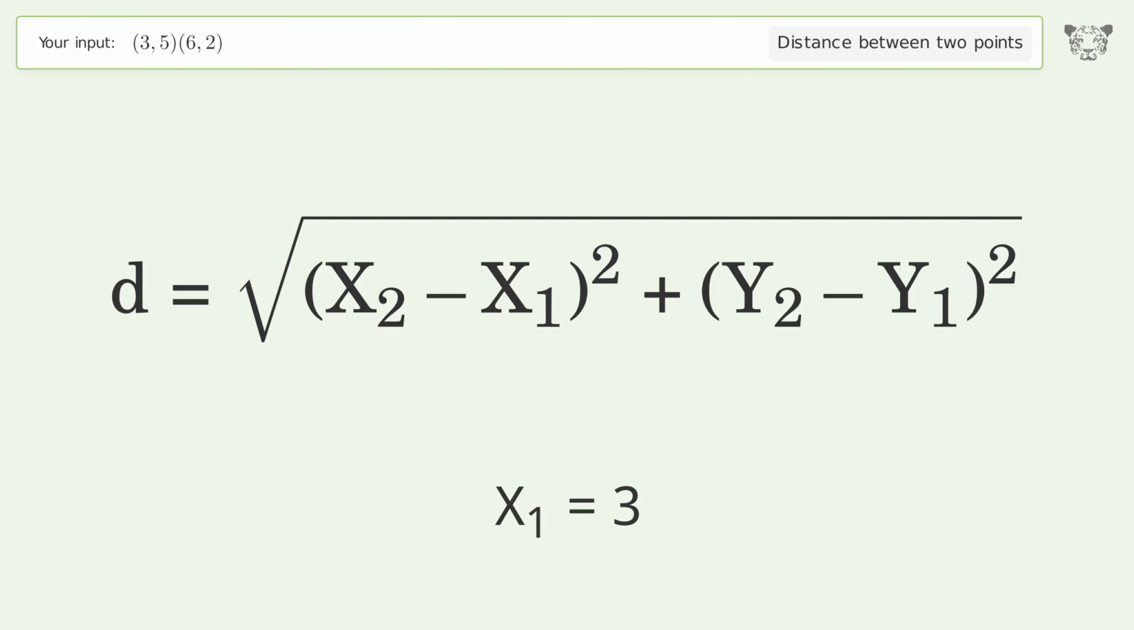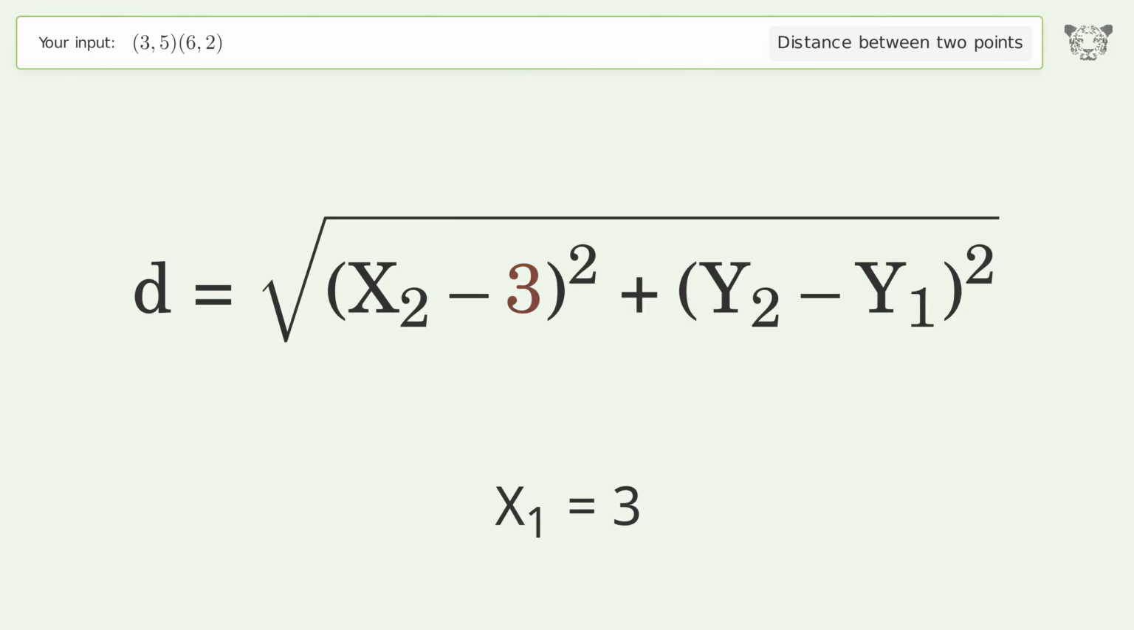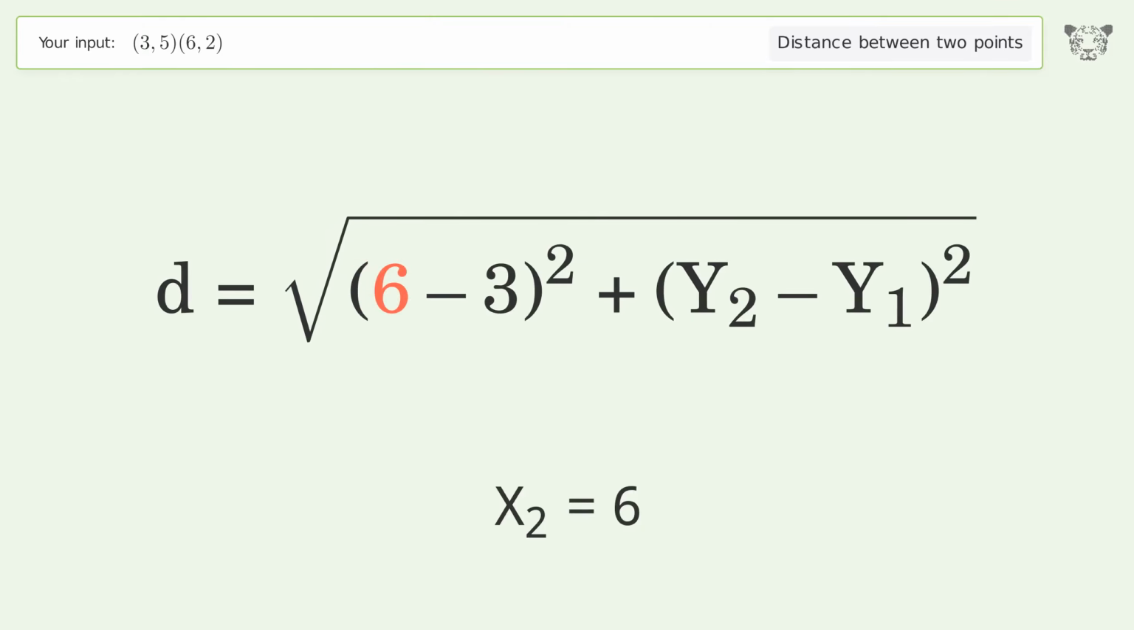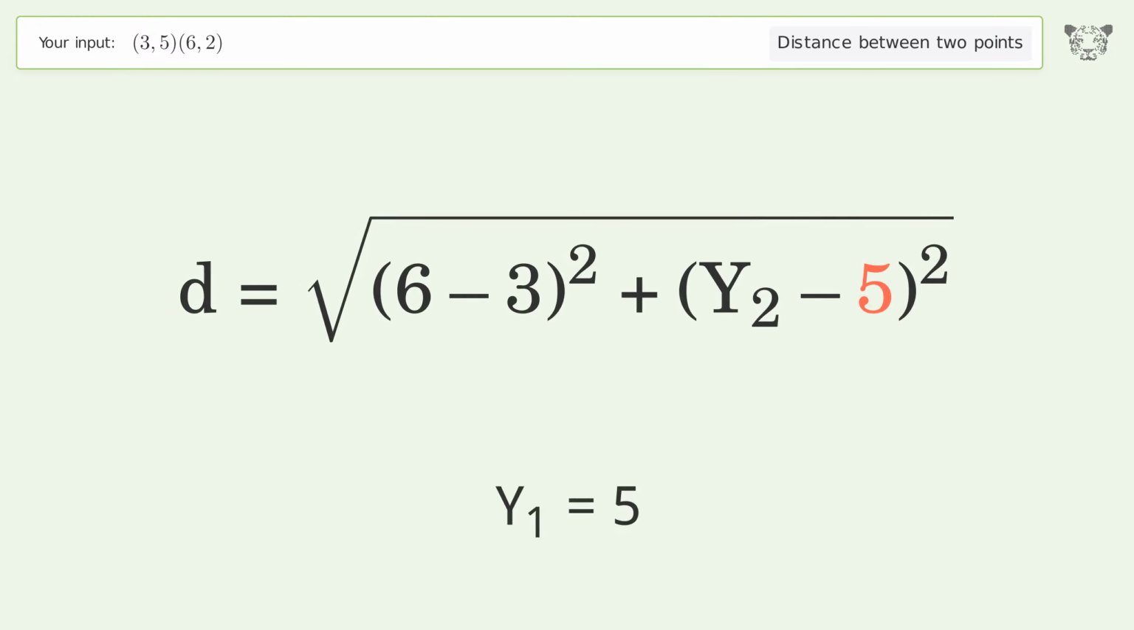x1 equals 3. x2 equals 6. y1 equals 5. y2 equals 2.